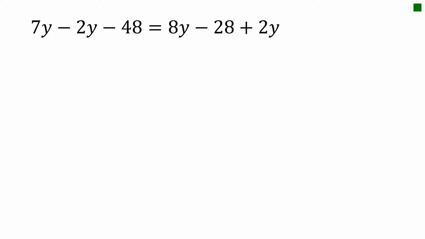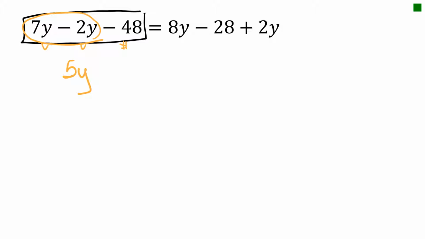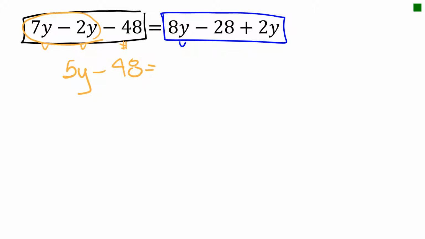All right, we're getting pretty messy here. Over here on this side, I've got to combine like terms. Variable, variable, number. So I'm going to put my two variable terms together. 7 minus 2 is 5. Those are my y terms. I still have minus 48. And over here on the right-hand side, I've got variable, number, variable. So I'm going to put my two variable terms together. 8 plus 2 is 10y, and I still have minus 28.